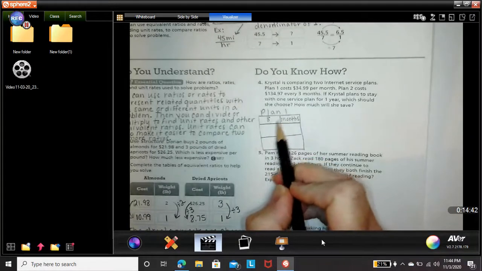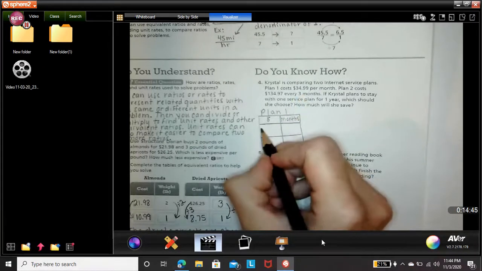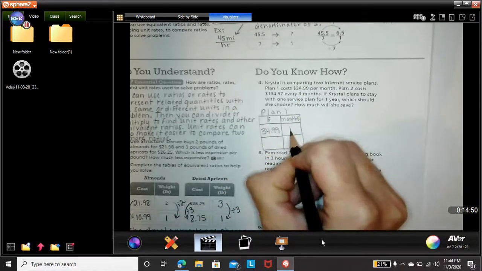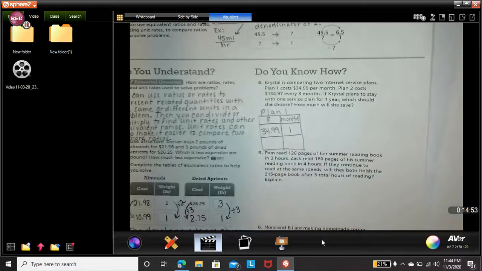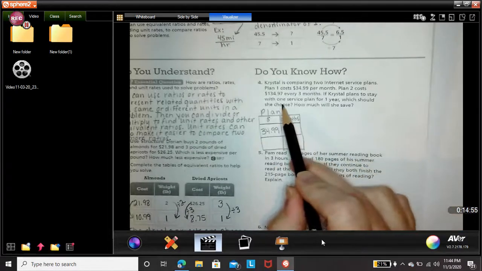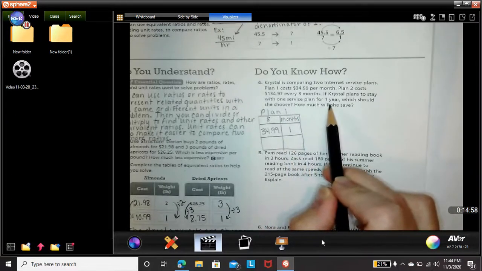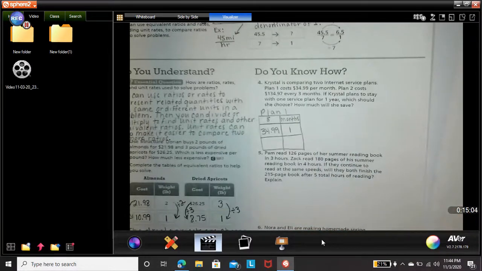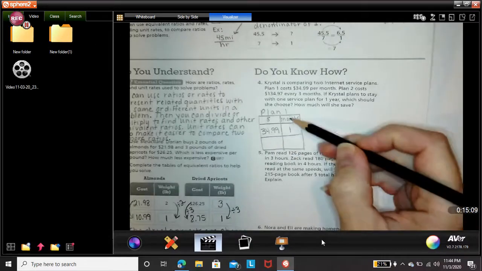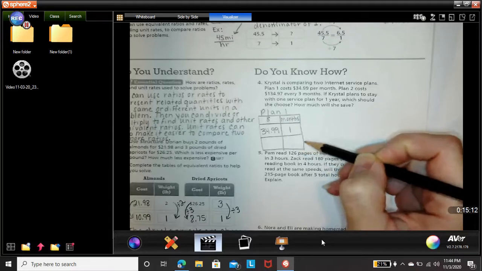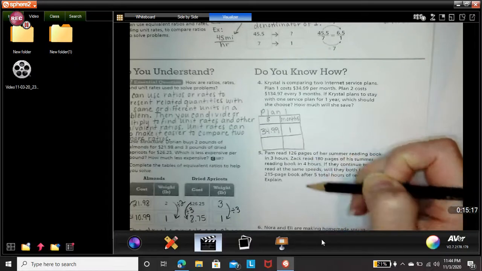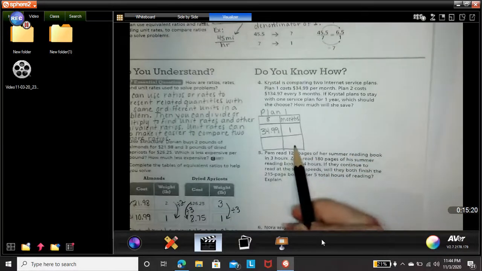So with plan 1, we're given a cost of $34.99, and that's for 1 month. The question is asking, how much will we pay after a year, okay, on each plan? You're going to figure out which one's cheaper and how much you're going to save. So if we're talking about how much we're going to spend in a year, but our column here is in months, what number do you think I would need to write here? Go ahead and give me a number of months that we would need to place in this box.